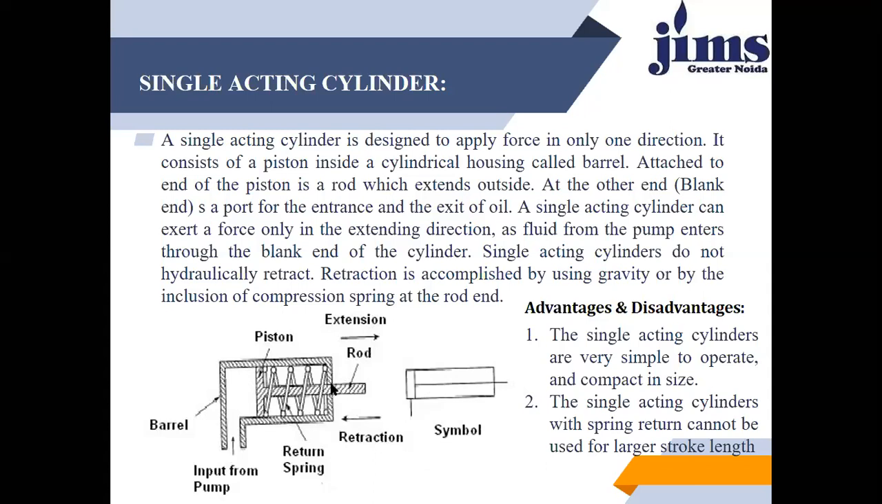Let us suppose the rod is extending in this direction, so the single acting cylinder will work in this direction. Suppose the retractive force acts to go into the backward direction. There is no mechanism for the retraction. Retraction is done by using gravity or by the use of this compression spring. So the retraction will occur by gravity as well as by the return spring itself. In symbolic representation, the single acting cylinder is like this.